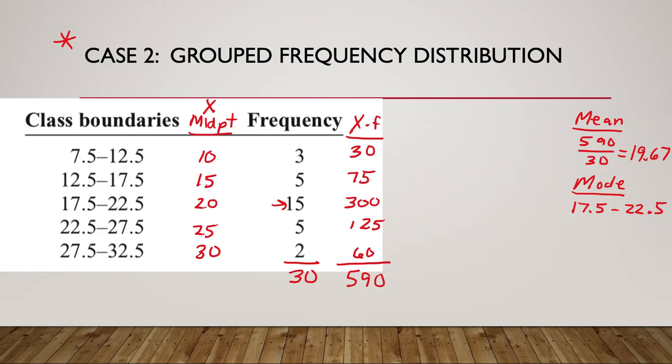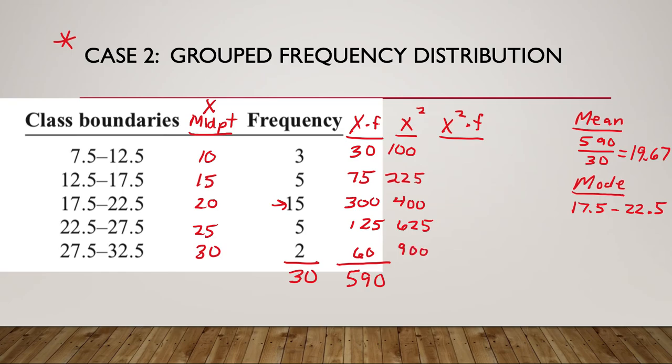If I ask you for variance and standard deviation, you need to add 2 more columns to this problem. You need a column for the midpoint squared, and then a column for midpoint squared times the frequency. Midpoint squared: I'm going to square 10 and get 100. Square 15, I'll get 225. Square 20, I'll get 400. Square 25, I'll get 625. Square 30, and I'm going to get 900.